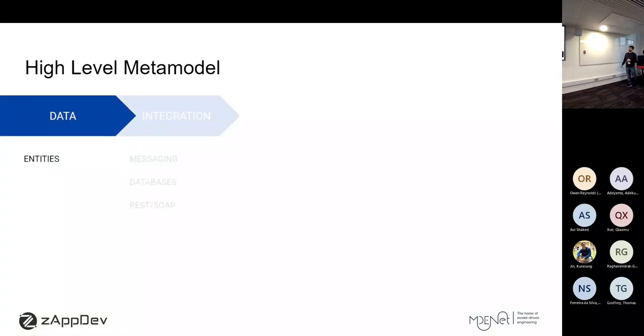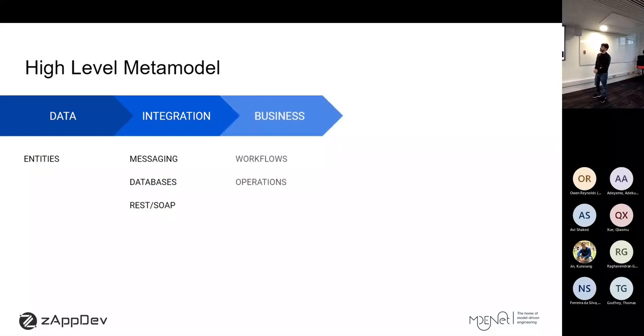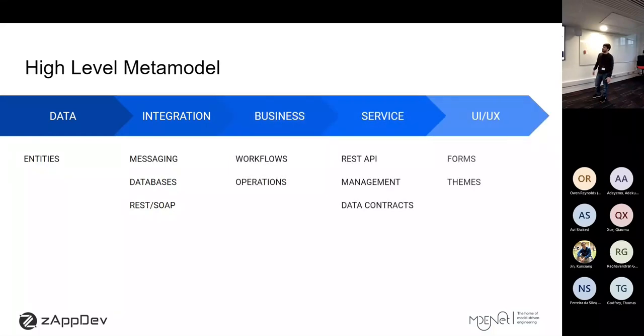And now we are going to have a look at a high level view of the zAppDev meta model. First of all, we have the data layer where we have the entities, the classes, the properties, their associations, semantics about their database persistence, etc. Then we have the integration layer where we can integrate with various external systems, databases, REST services, SOAP services, messaging, PubSub, etc.